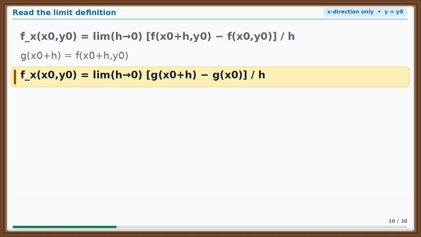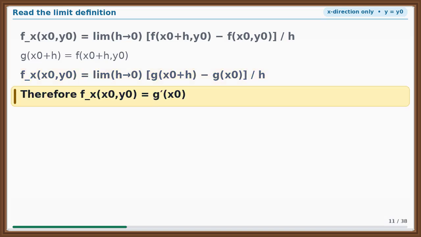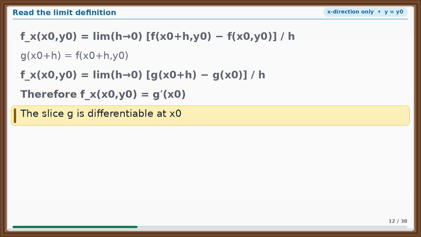Substitute those two expressions into the partial derivative. The formula becomes the familiar one-variable difference quotient for g at x0. Nothing two-dimensional remains inside this limit. So the x partial derivative of f at P0 is exactly the ordinary derivative of the slice g at x0. Existence of the partial derivative means that g' of x0 exists as a finite number. We have reduced the problem to one variable.